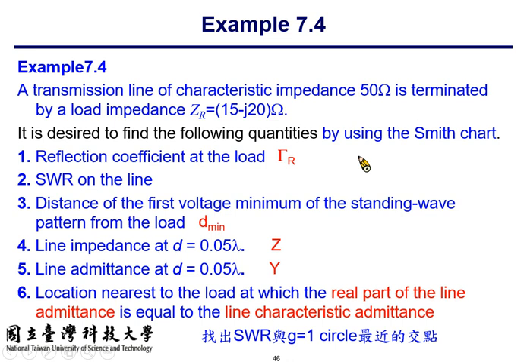The first task is to find the reflection coefficient at the load, which I label as gamma R. So what is the first thing that we should do? The first thing is to find the normalized impedance by taking the division of ZR over Z sub 0. So what is the normalized impedance of this load? 0.3 minus 0.4j. Once you have the normalized impedance, you can enter the reflection coefficient using the circles on the Smith chart.